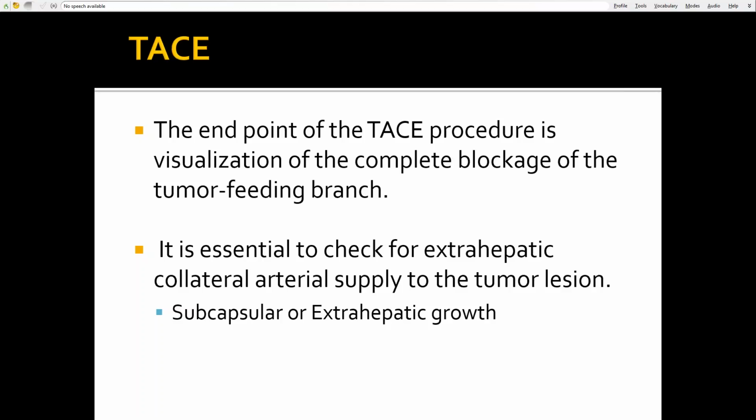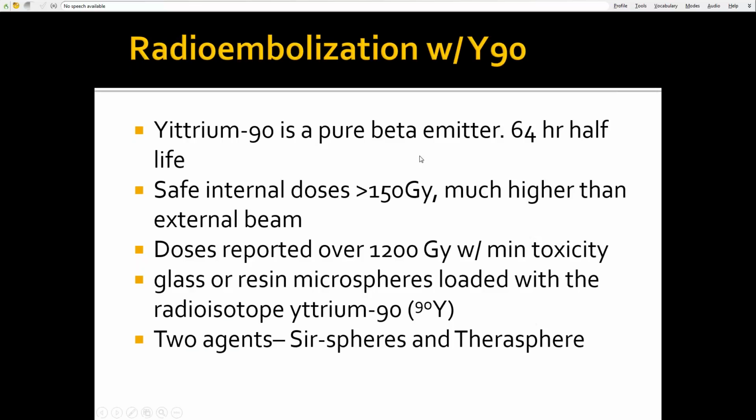And it's okay to kind of prune the vessels, but you don't want to necessarily take out the entire artery. So other things to look for would be subcapsular or extrahepatic lesions that might have collateral pathways, such as if the tumor is near the dome of the liver, they might have a phrenic artery supply. So all those things got to be taken into account.